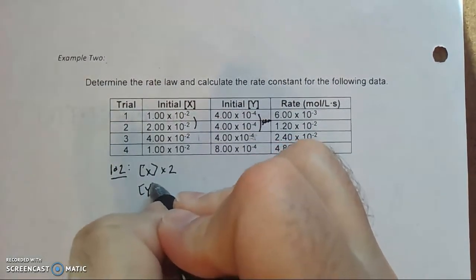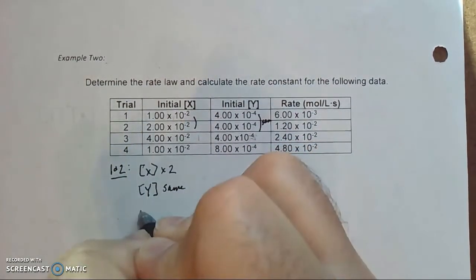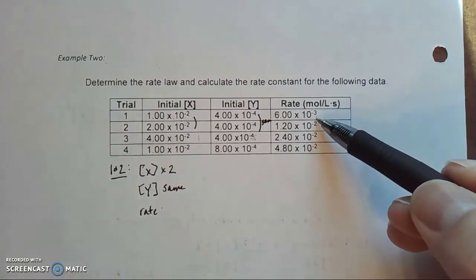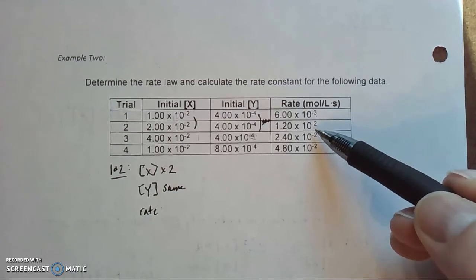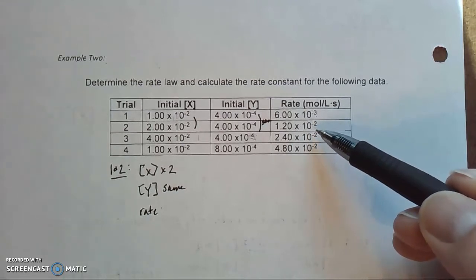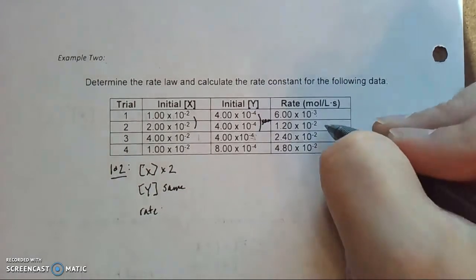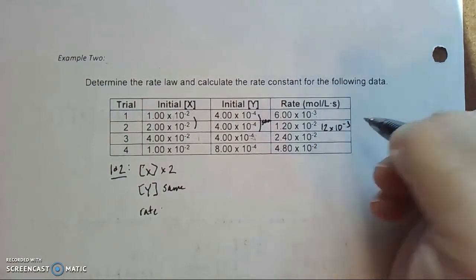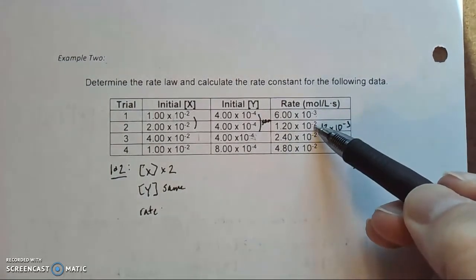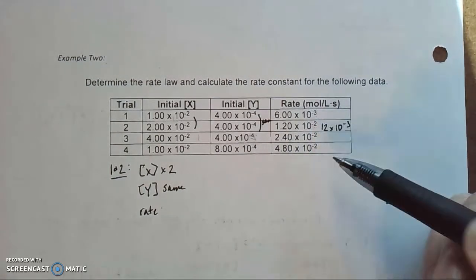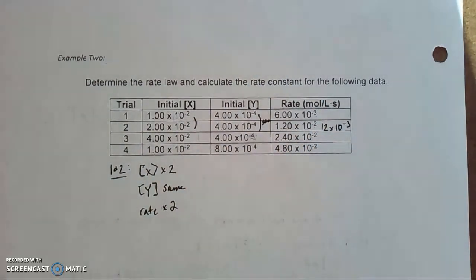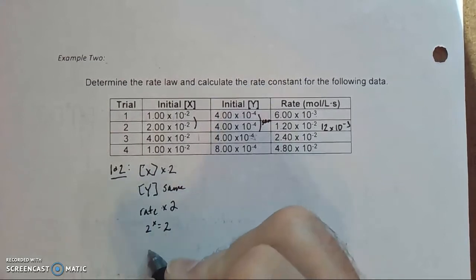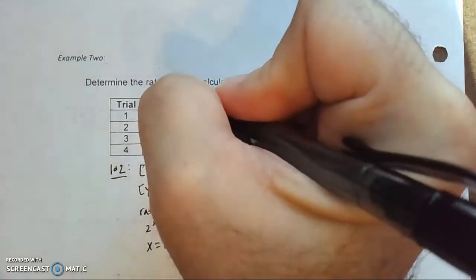Y stays the same, and the rate goes from 6 times 10 to the minus third to 1.2 times 10 to the minus second. So this would be the same as 12 times 10 to the minus third. Be careful of the exponents. So the rate doubles. So if X doubles and the rate doubles, 2 to what power is equal to 2? X is to the first power.